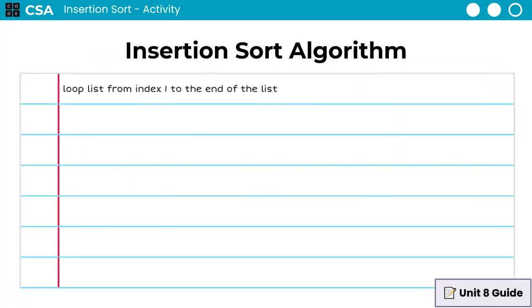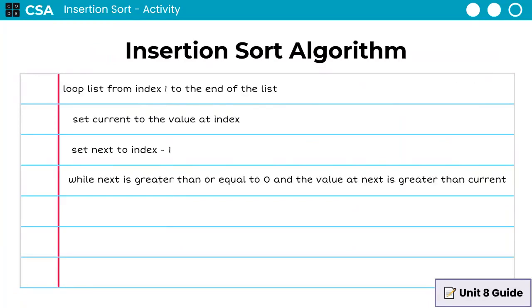Then what code.org did is they made an algorithm to type out what's actually happening. We're going to have to use loops again, and we're going to use a loop to go from index 1 to the end of the list. You're going to set the current value at whatever the index value is, and then the next index value will be set to index minus 1.